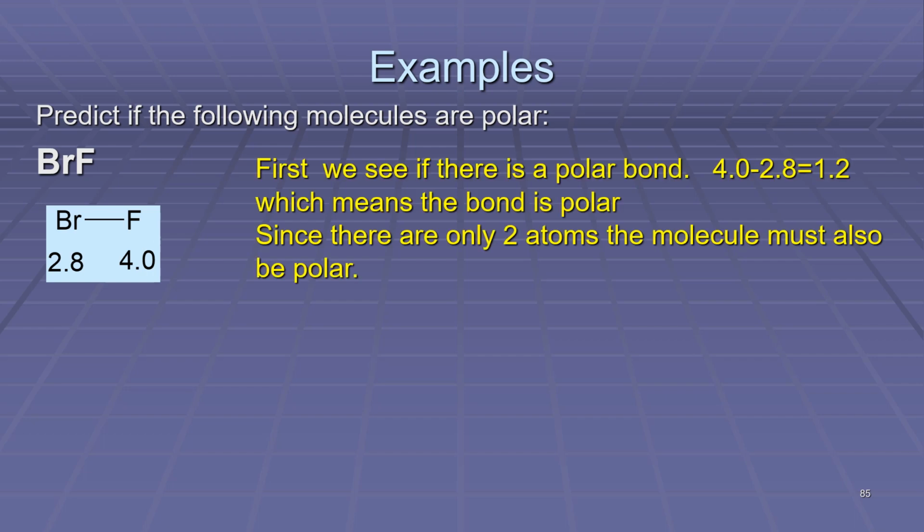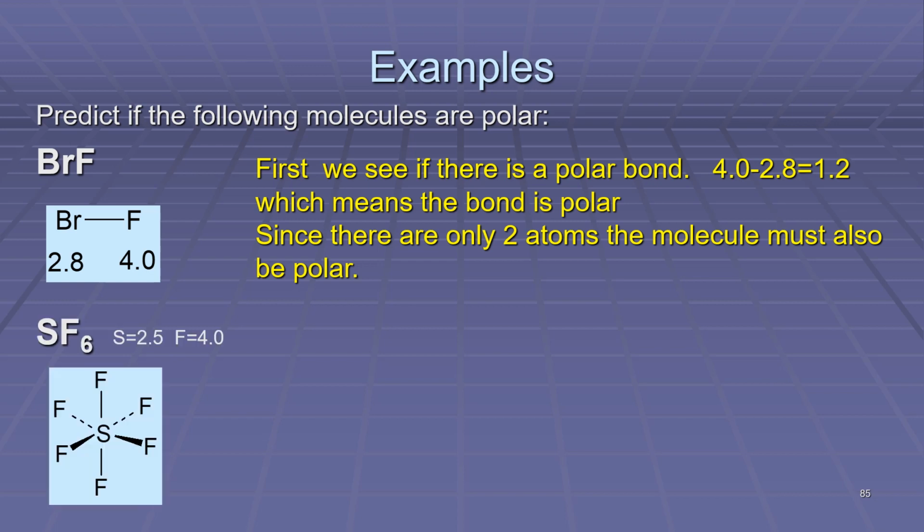So yes, there is a polar bond. Since there's only one bond, then the molecule has to be polar. So this is a polar molecule, polar bond and polar molecule. Okay, SF6. Well, here's SF6.